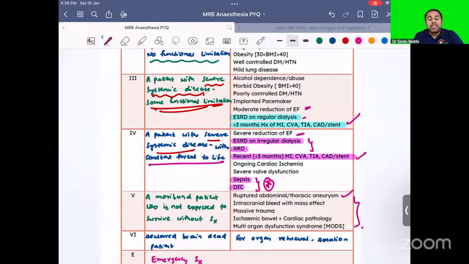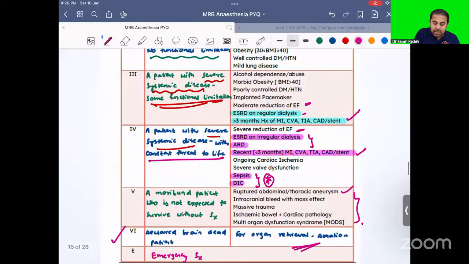Then 6th is a declared brain dead person, posted for organ retrieval and donation. So potentially we are expecting a question from ASA 6. And if after ASA 1, 2, 3, anything, an E is added, that indicates it's an emergency surgery. Please remember that suffix. So ASA physical status classification, you should have it at your fingertips, guys.